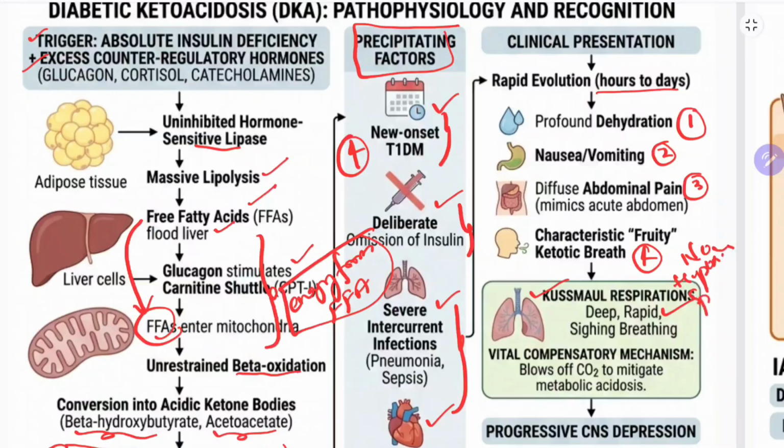So SpO2 will be normal, but still the rate of ventilation is increased. There will be hyperventilation, not hypoxia. There will be hyperventilation without hypoxia. So that is Kussmaul's respiration. Deep rapid sighing breathing will be there. This is a compensatory mechanism to blow off carbon dioxide and mitigate the metabolic acidosis.